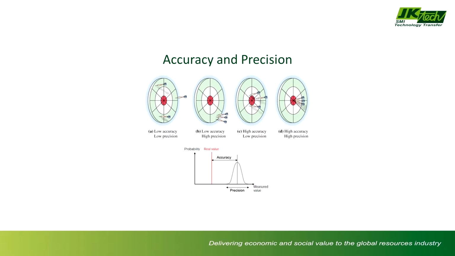Conversely, you may have a bit more spread in your results, but you're getting closer to the true value. So that's more accurate, but slightly lower precision. And of course, what we want is high accuracy and high precision. We want our 3 measurements all to be very close to that true answer.